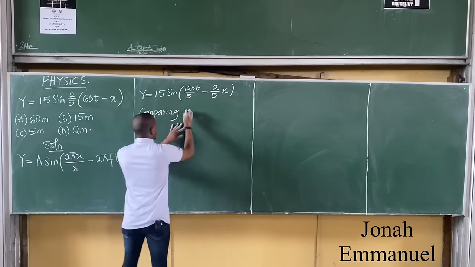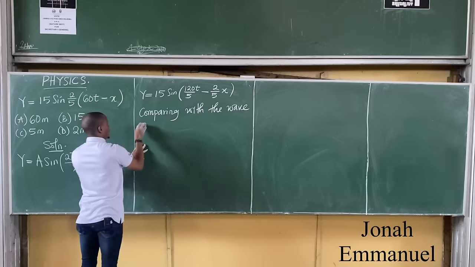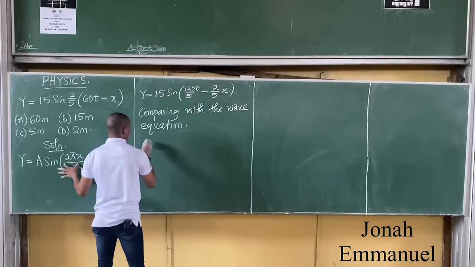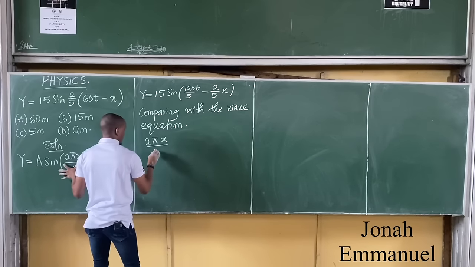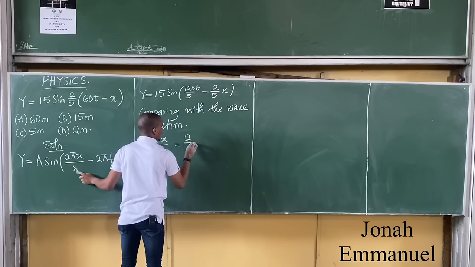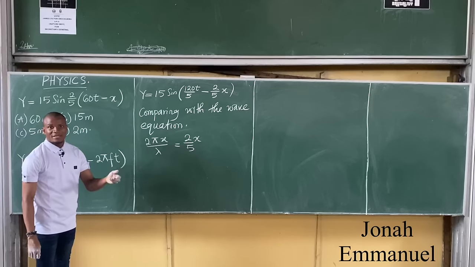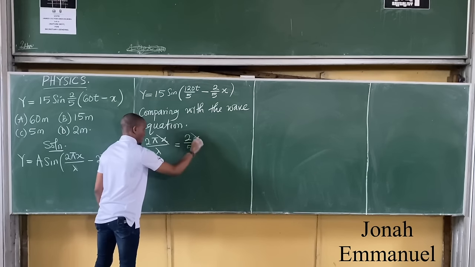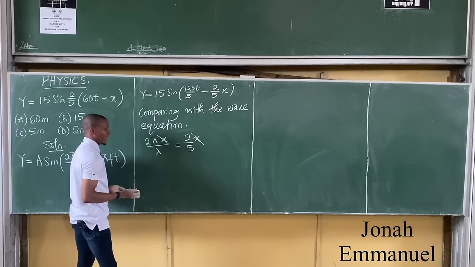Comparing with the wave equation, what do I get? 2 pi x all over lambda is equal to 2 over 5 x. The same. If you have the same term on both sides, you cancel out. So you cancel the x. I can see the 2. If you want to cancel, fine. If you want to see it from black, no problem.